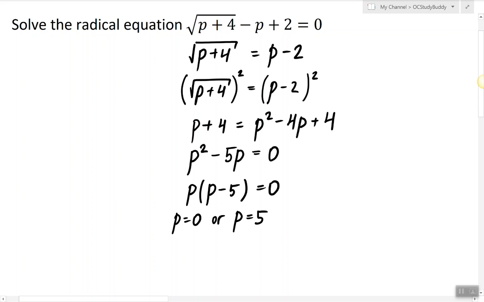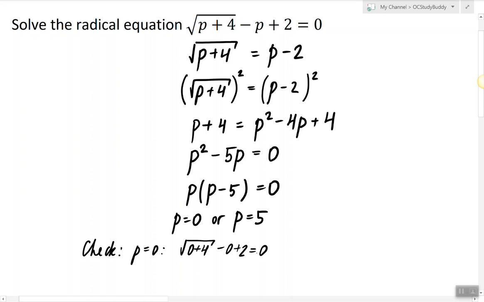We can factor this quadratic expression, and we can use the zero product property to solve this quadratic equation. Now, since we're solving a radical equation, we always have to remember to check for extraneous solutions. So the easiest way to check is to just take each value and plug it into the original equation to see if it turns the equation into a true statement.